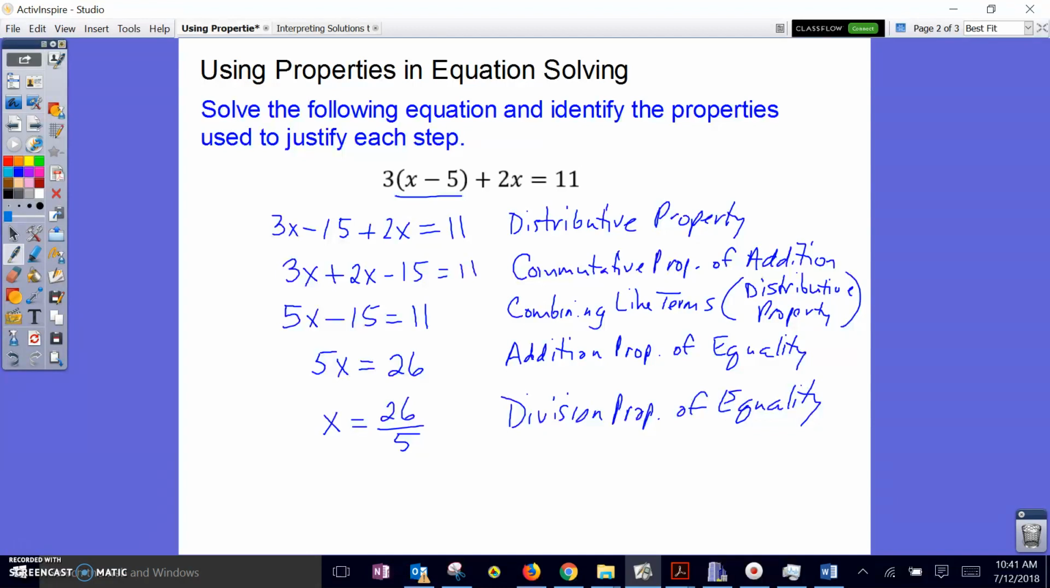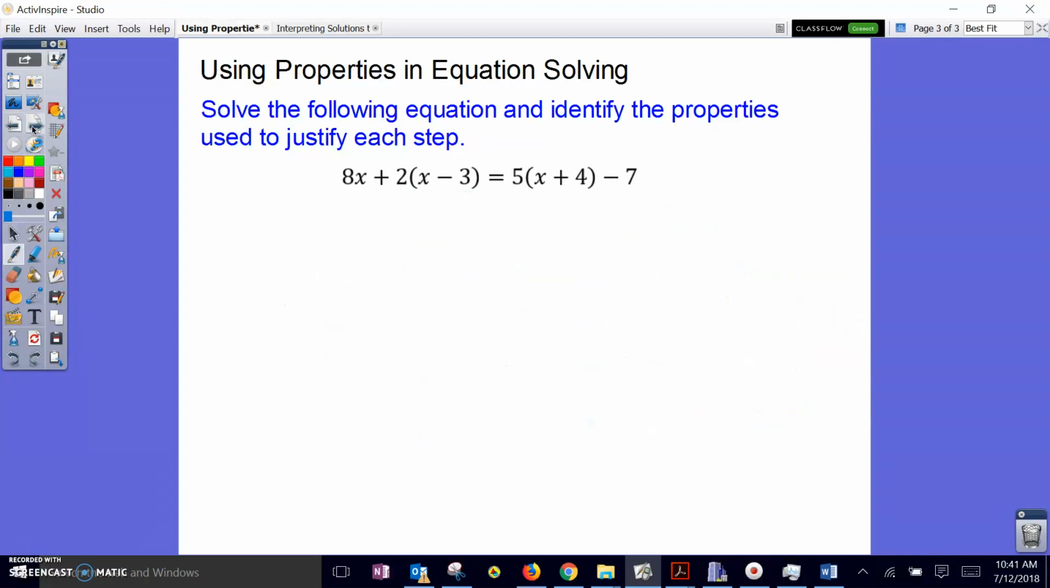All right, one more example. Solve the following equation and identify the properties used to justify each step. 8x plus 2 times the quantity x minus 3 equals 5 times the quantity x plus 4 minus 7.